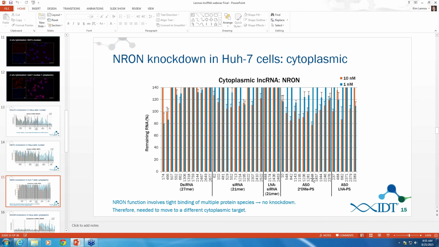You may have addressed this. I'm not sure if you did. Do you see any difference in cellular context regarding the same locked nucleic acids? Can you repeat the question? They're asking, do you see the cell context difference with the LNA reagents?